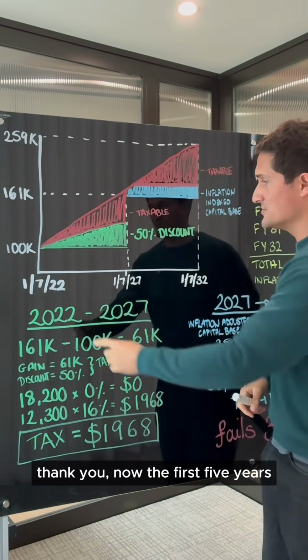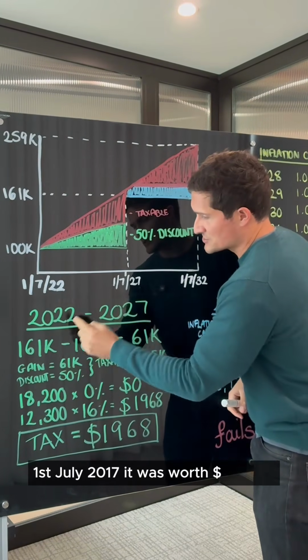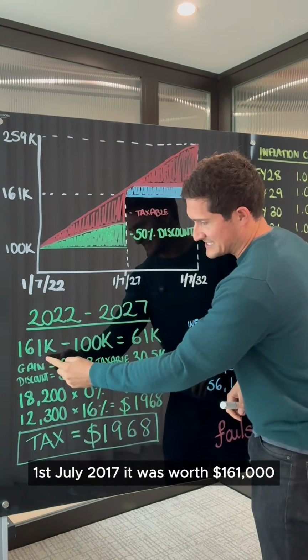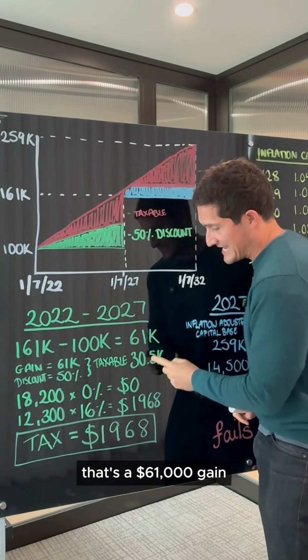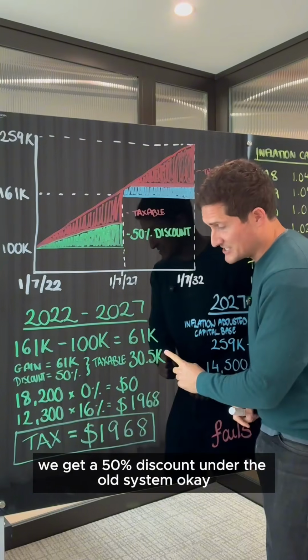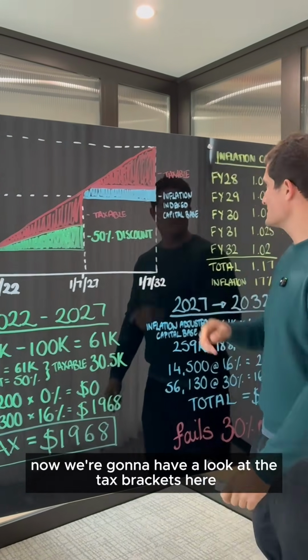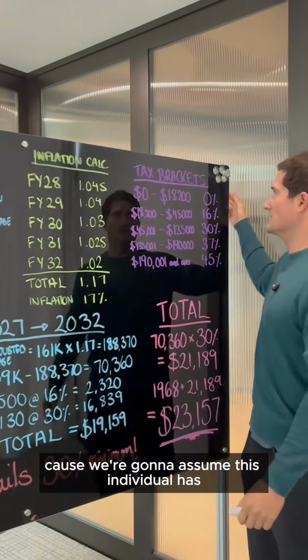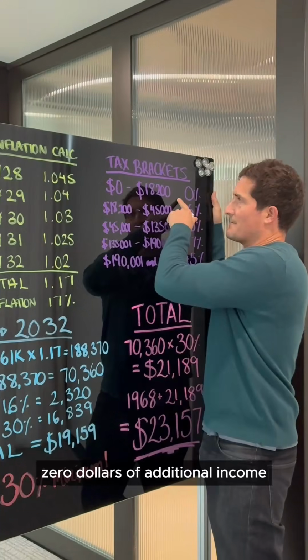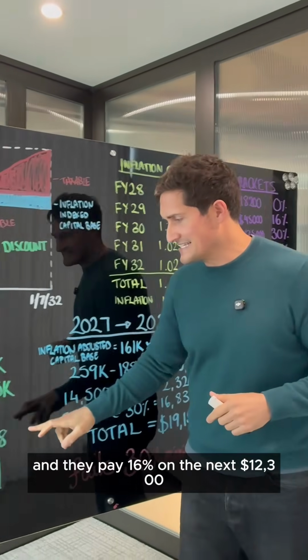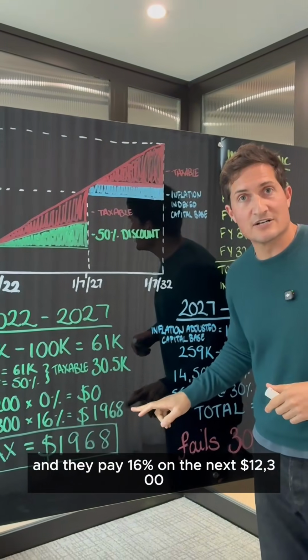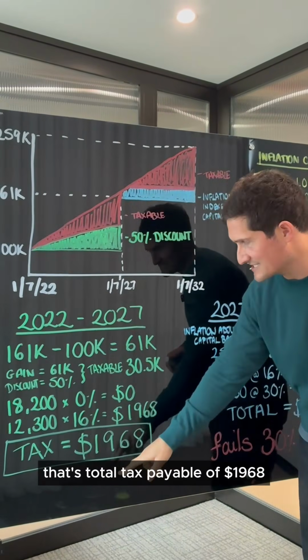Thank you. Now, the first 5 years, okay? 1st of July 27, it was worth $161,000. So we minus off what we paid for it. That's a $61,000 gain. We get a 50% discount under the old system. Okay, now we're going to have a look at the tax brackets here because we're going to assume this individual has $0 of additional income. So they pay 0% tax on the first $18,200 and they pay 16% on the next $12,300. That's total tax payable of $1,968.